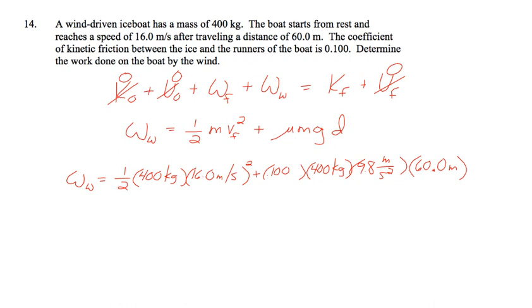So if you substitute all these, if you do the calculation to solve for the work due to the wind, the answer came out to be, to 3 significant digits, it should have been what? 7.47 times 10 to the 4th joules. Correct?